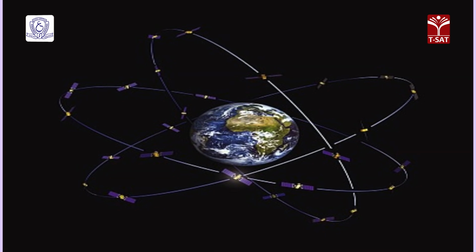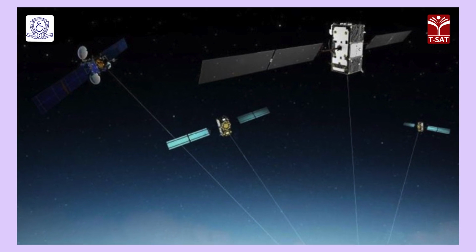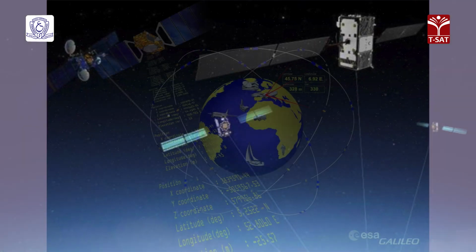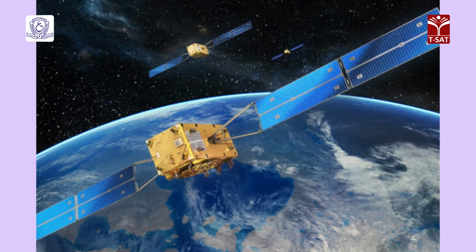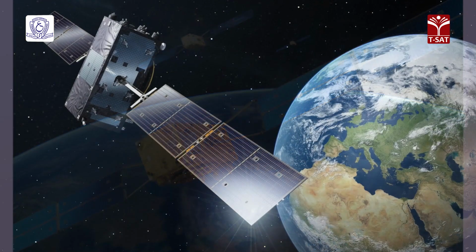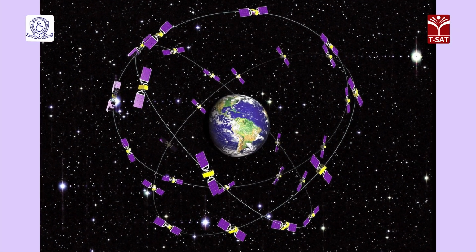Galileo is expected to become compatible with the modernized GPS system. The receivers will be able to combine the signals from both Galileo and GPS satellites to greatly increase the accuracy. Galileo is a global navigation system available for civilian and commercial use. The fully deployed Galileo system will consist of 30 operational satellites and 6 in-orbit spares. As of now, 22 out of 30 satellites are in orbit. Galileo started offering early operational capability from 2016 and is expected to reach full operational capability by 2020.